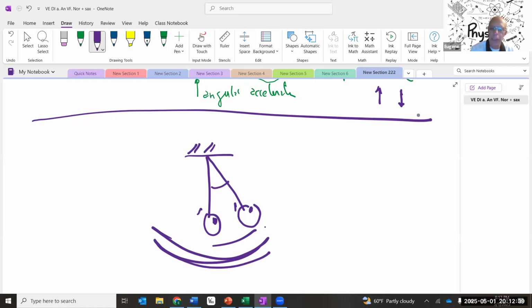So what do you guys think? Is it a happy pendulum? Like, it's not in the mood, Professor. So it's a happy pendulum, right?